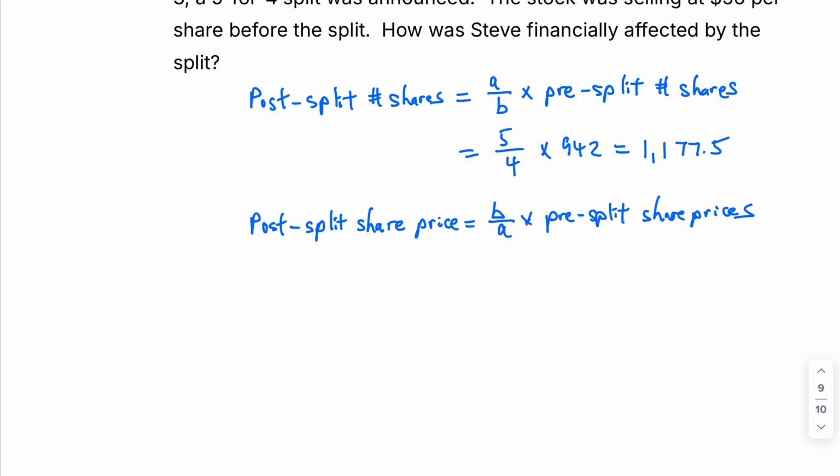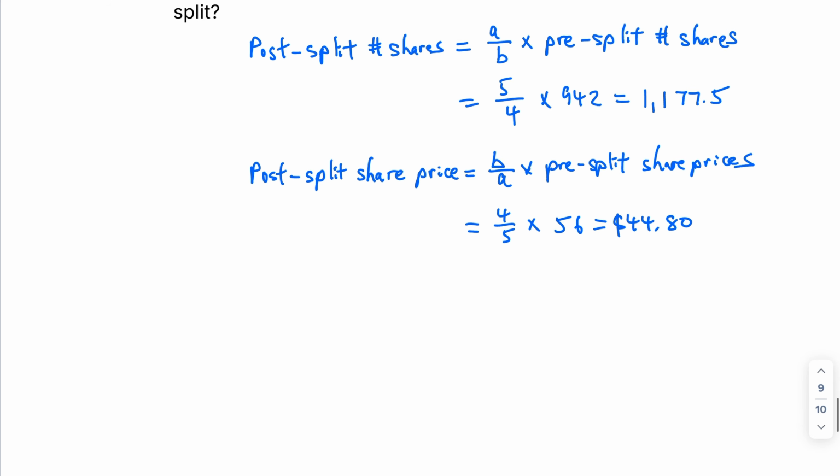Okay. So the post-split share price is going to be B over A. So the second number comes first this time. So it'll be 4 over 5 times the pre-split share price, which was $56. Okay, punching that into the calculator, that works out to $44.80 per share. All right, so since fractional shares are not traded, the corporation will end up paying him the market value of half a share.